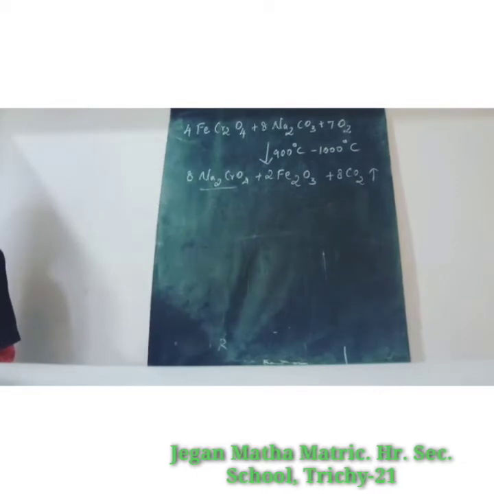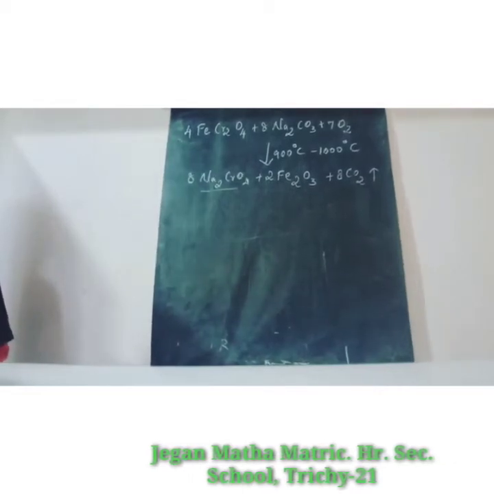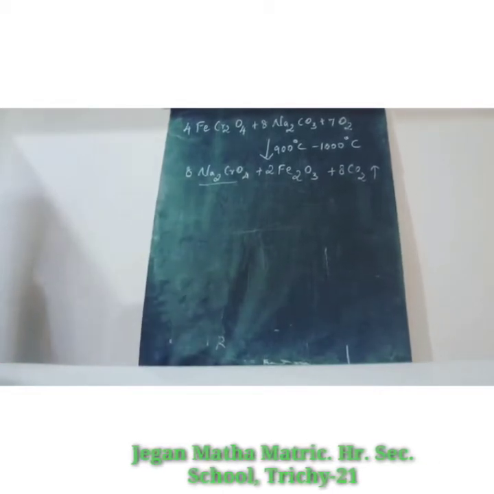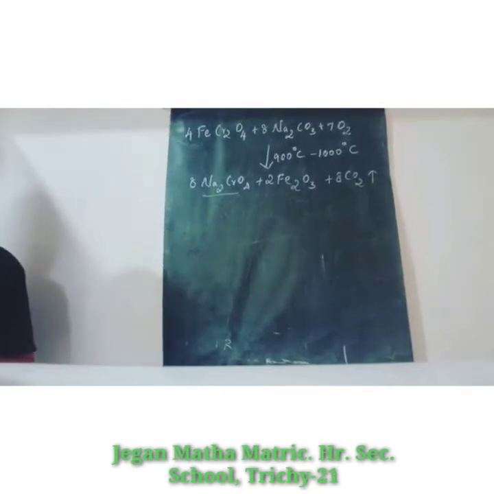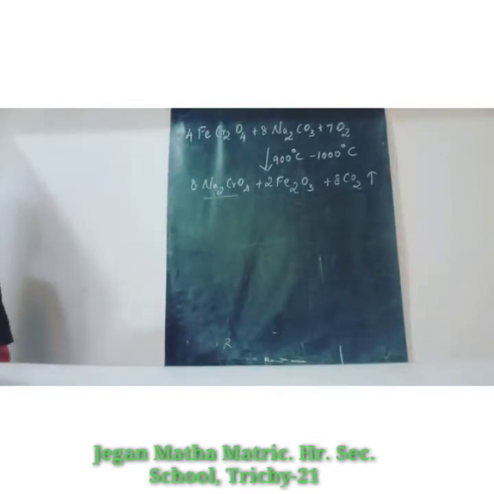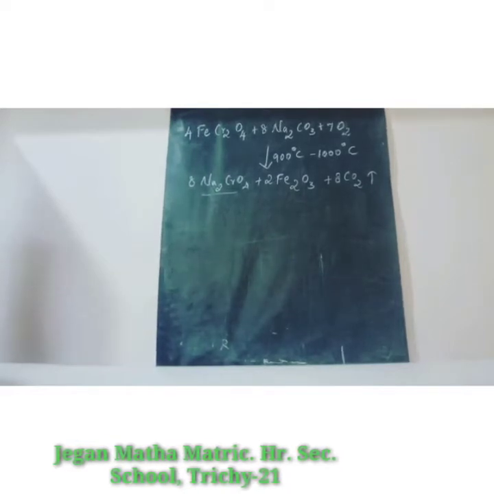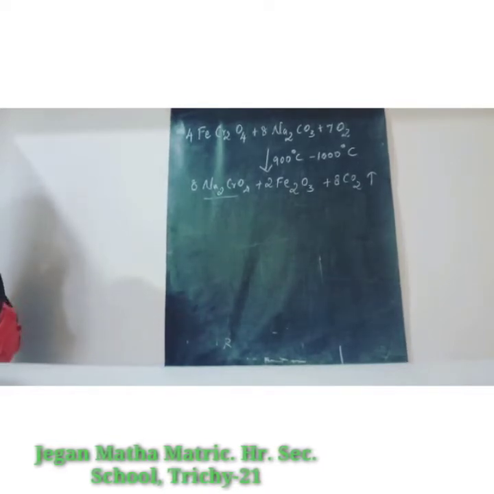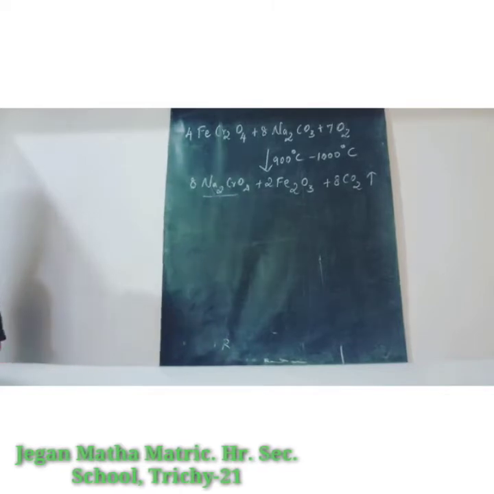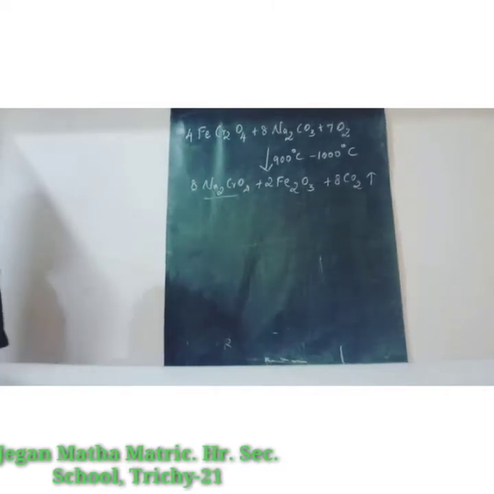So it converts sodium chromate into sodium dichromate. Here Na2CrO4, that is chromate, is converted into sodium dichromate, Na2Cr2O7. The color of sodium dichromate is orange red. Okay, let us see the equation.